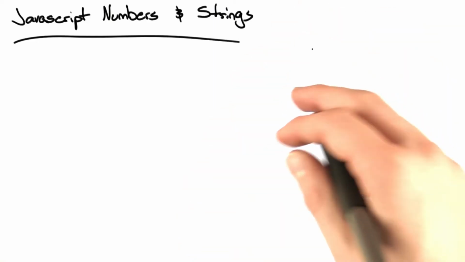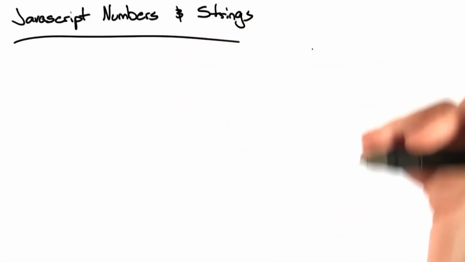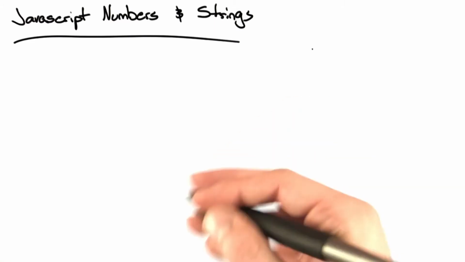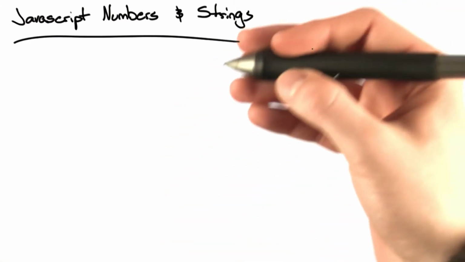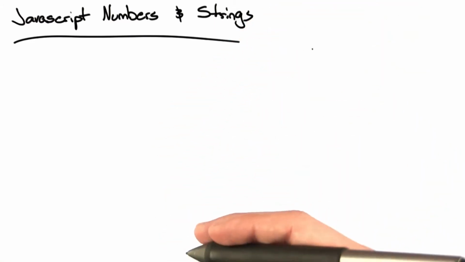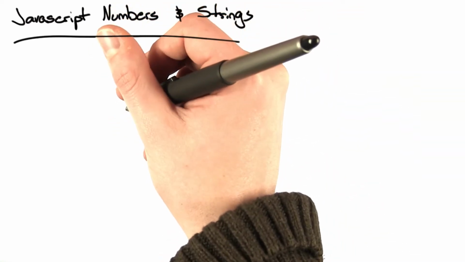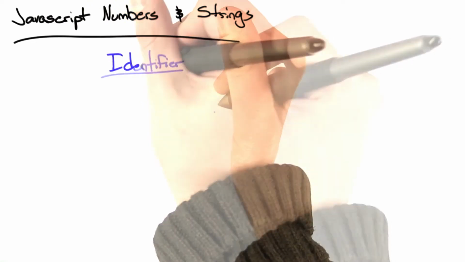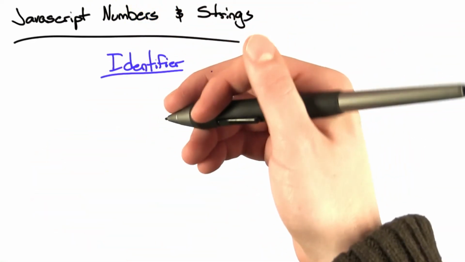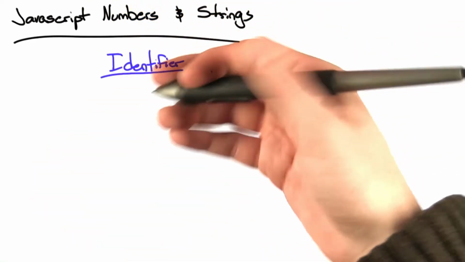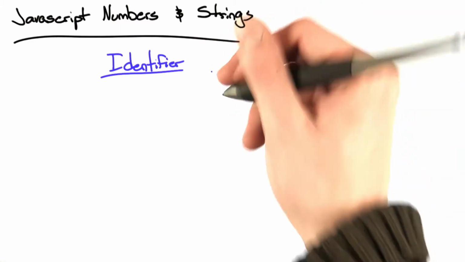In this problem, we're going to build on some of the JavaScript lesson we did in the previous one, and we're going to handle identifiers, numbers, and strings. Real quick, let's ask ourselves, what is the difference between those? So we have an identifier, and as we talked about in the lecture, an identifier is a name for something, usually a function or a variable.